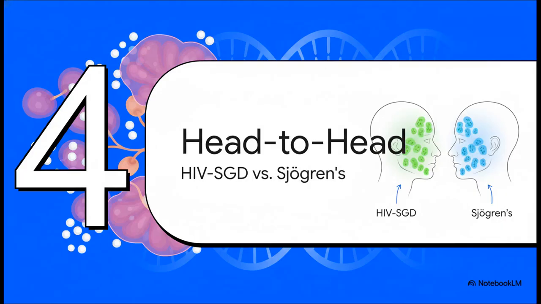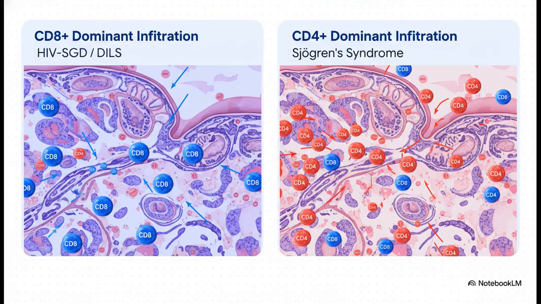But perhaps the most important, the most common, and the trickiest mimic of them all is an autoimmune condition that looks almost identical on the surface: Sjogren's syndrome. This head-to-head comparison is absolutely vital. The fundamental difference between them, the real deep-down distinction, it all comes down to the type of T cell that's driving all the inflammation. In HIV-SGD and DILS, it's a CD8 plus dominant process. But in Sjogren's, it's the CD4 plus cells that are running the show. This is the core immunological difference.